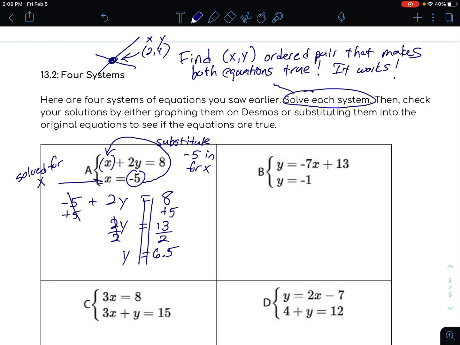So now notice I have both of the values. I knew that x was -5, and now I know my y is 6.5. So that should be the solution, x being -5 and y being 6.5. So now let's go into Desmos and actually see, do these lines cross at (-5, 6.5)? Because that's how we can check our work, to make sure that we did all that math correctly.